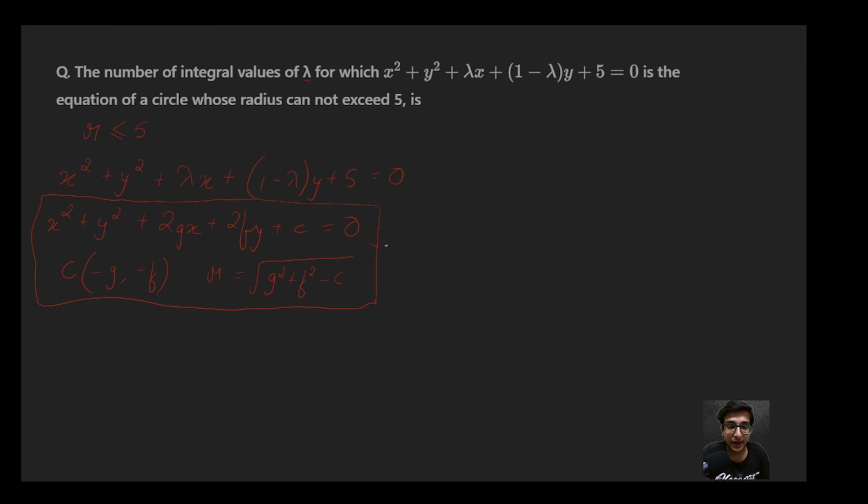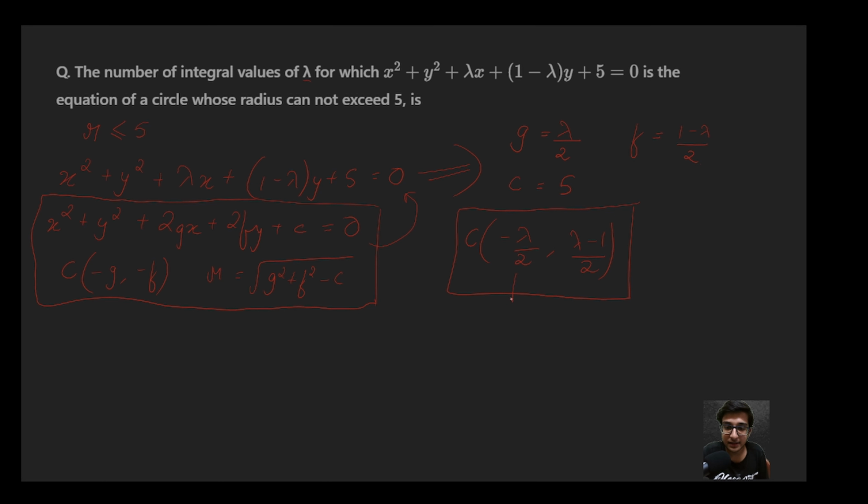So now let us compare this with this equation and find out what the center is going to be. So first let us find out what is the g value for this equation. For this equation, our 2gx, that means our g would be lambda by 2, and our f would become 1 minus lambda by 2. And what would be our c? C is equal to 5. So now let us find out the center. Center is minus lambda by 2, comma, lambda minus 1 by 2. I have taken the minus common and put it here. So this is our center.